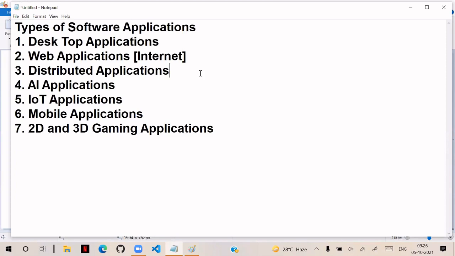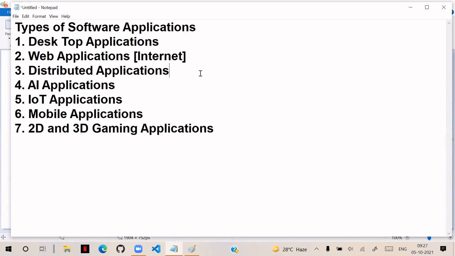So on your mobile, you are using Facebook, you are using WhatsApp, you are using Amazon. All these are not mobile apps. They all come under the category of distributed application. Mobile application means mobile native applications. For example, on your mobile, you have camera, calendar, calculator. All these come under the category of mobile application.